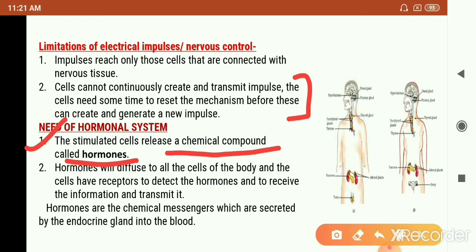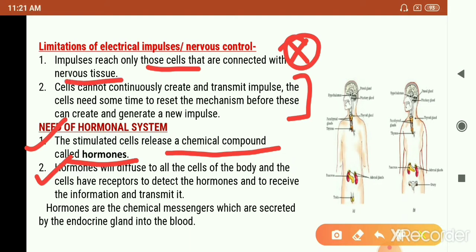The other advantage of the hormonal system is that the hormones will diffuse to all the cells of the body. What does it mean? Since the hormones are secreted directly into the blood, and you know that the blood reaches each and every living cell of our body, right? This is not there in the case of the nervous system. In the nervous system, only those cells which are connected through nerve fibers will be controlled by the nervous system.